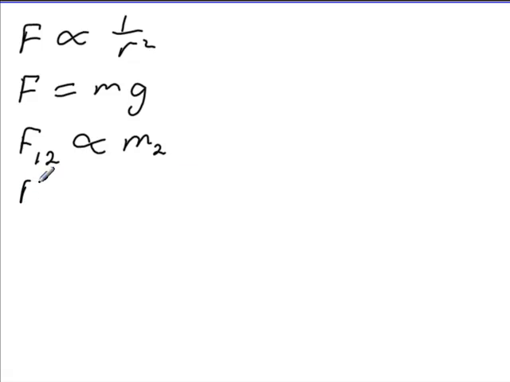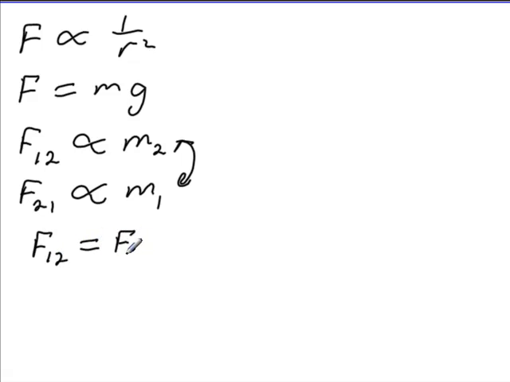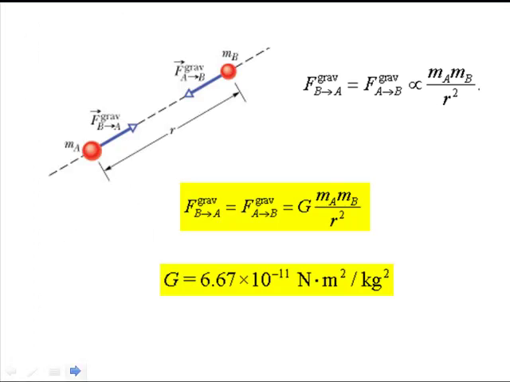But we also know that tells us that the force from 2 on 1 would have to be proportional to mass 1. But by action-reaction, these two forces are equal to each other, which means the force from 1 on 2, which equals the force from 2 on 1, had better be proportional to both m1 and m2. And we already found that it was inversely proportional to the distance between them squared. So here we have that.